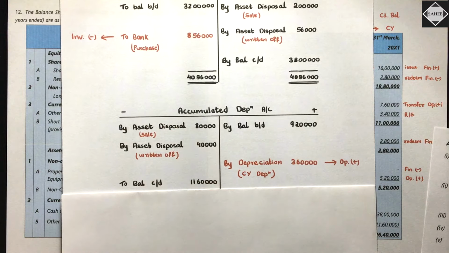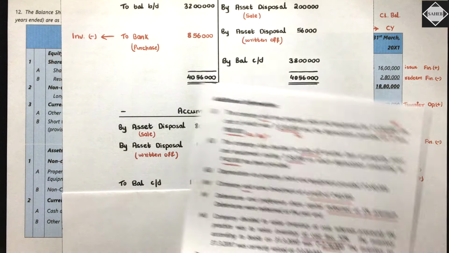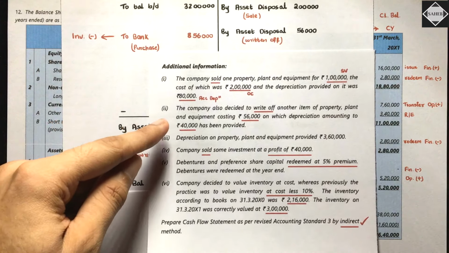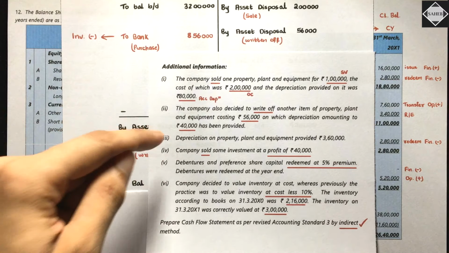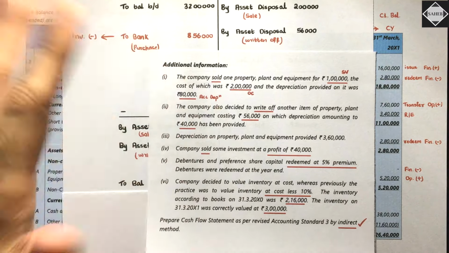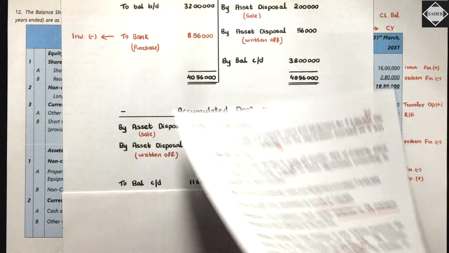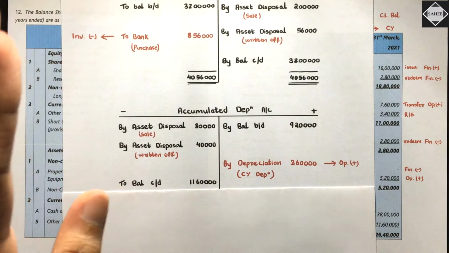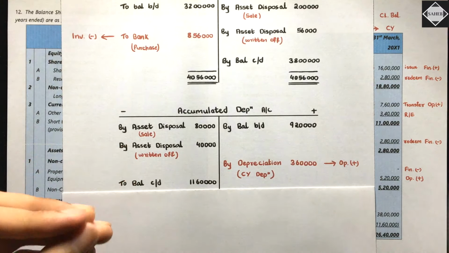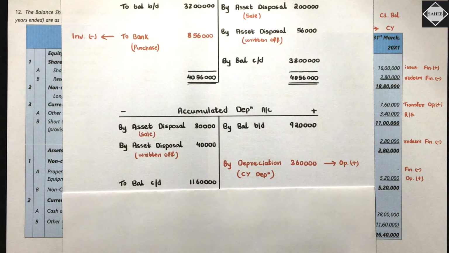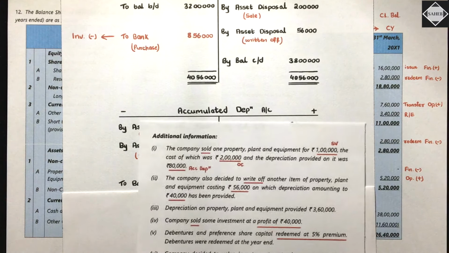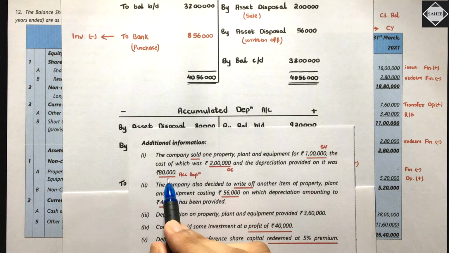Asset disposal. It's really simple. Understand, one asset we have sold and one asset we have disposed of, right? So regarding that, we have to delete accumulated depreciation, like how you deleted original cost in the PPE account. Similarly here, you have to delete the accumulated depreciation also. So for the first asset which we sold, accumulated depreciation was 80,000.